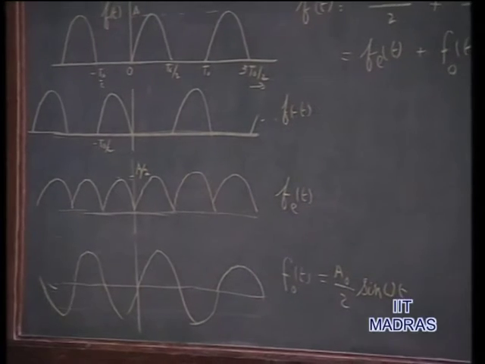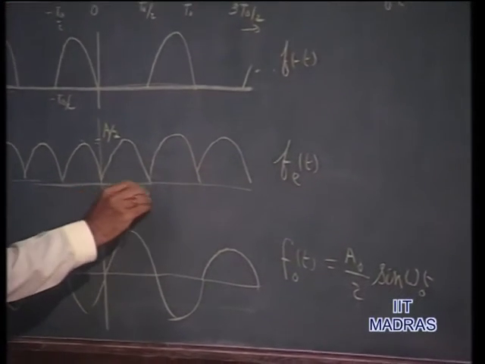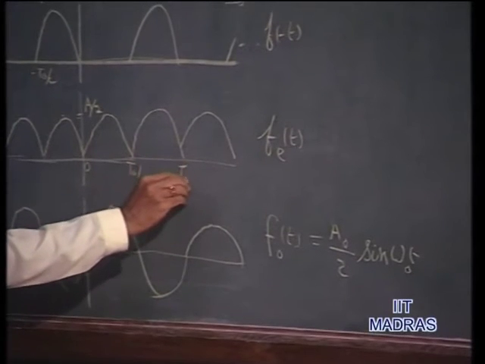But as far as the even part is concerned, you observe that this has what we described as a kind of half wave symmetry. The function repeats itself every half cycle.